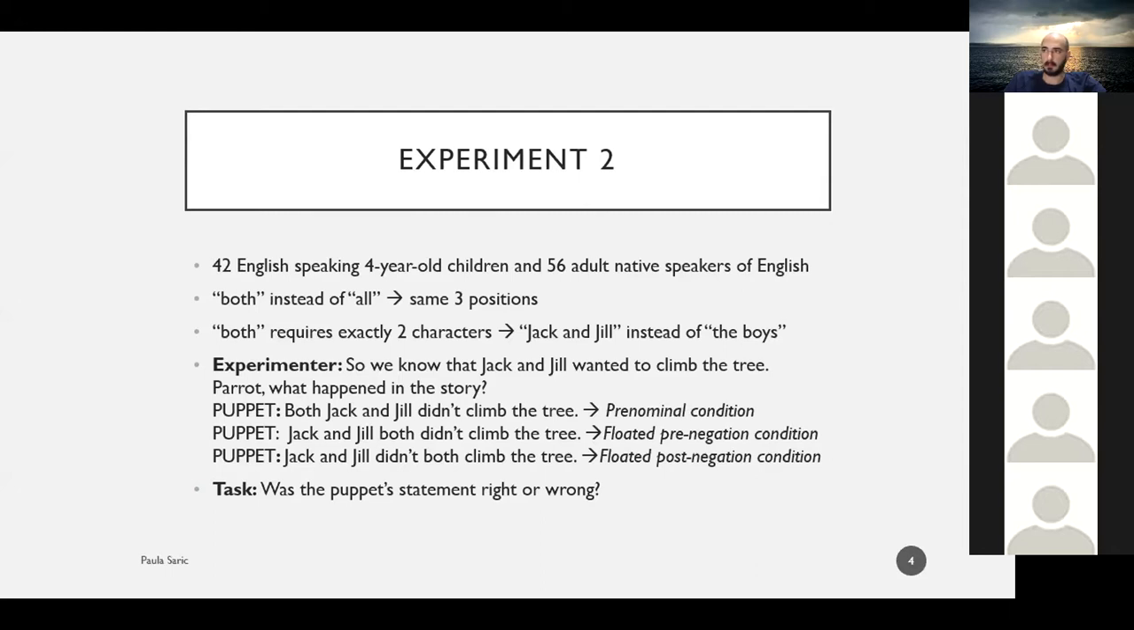And just as in the case of all, the sentence was false on the wide scope reading of both, but true on the narrow scope reading. Wide scope reading again corresponded to an isomorphic interpretation in the pre-nominal and floated pre-negation conditions, but to a non-isomorphic interpretation in the floated post-negation condition.